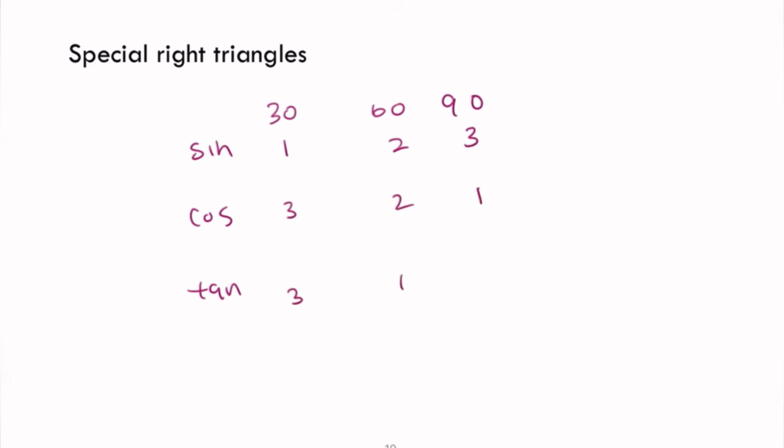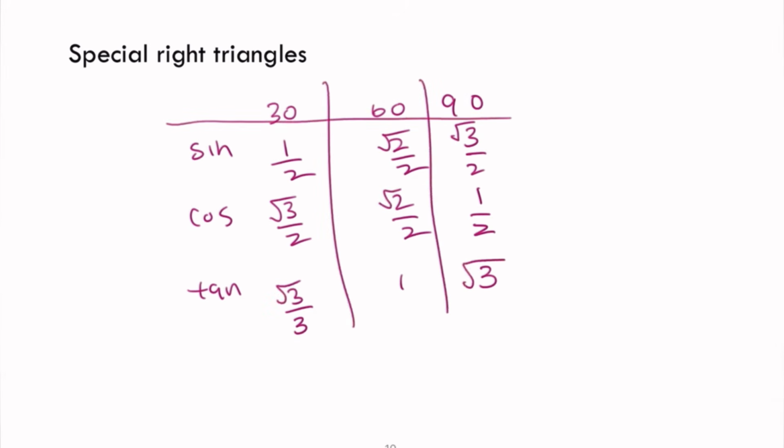Remember the trig functions that are associated with the special right triangles. We can just do 30, and we can do 1, 2, 3, 3, 2, 1, and 3, 1, 3. And we put them all over 2, except for this one, which is over 3. And then we put a radical on everything that's not a 1. So here's just one way to memorize it.